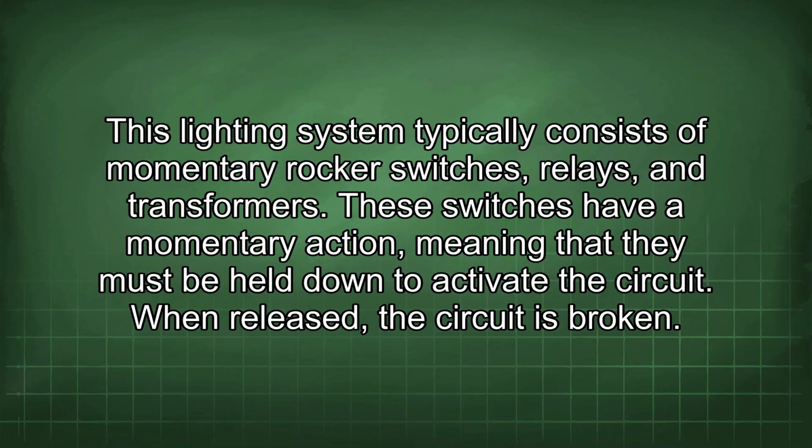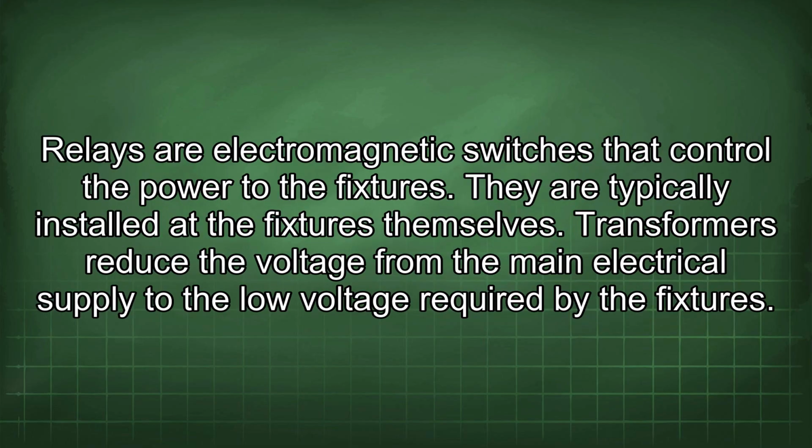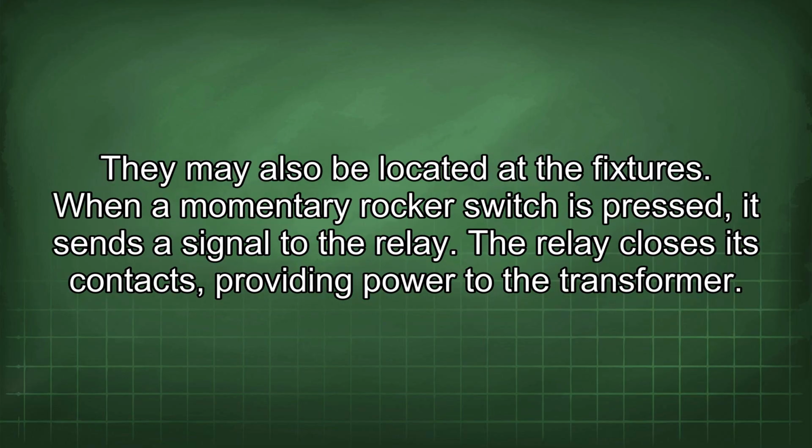This lighting system typically consists of momentary rocker switches, relays, and transformers. These switches have a momentary action, meaning that they must be held down to activate the circuit. When released, the circuit is broken. Relays are electromagnetic switches that control the power to the fixtures. They are typically installed at the fixtures themselves. Transformers reduce the voltage from the main electrical supply to the low voltage required by the fixtures. They may also be located at the fixtures.